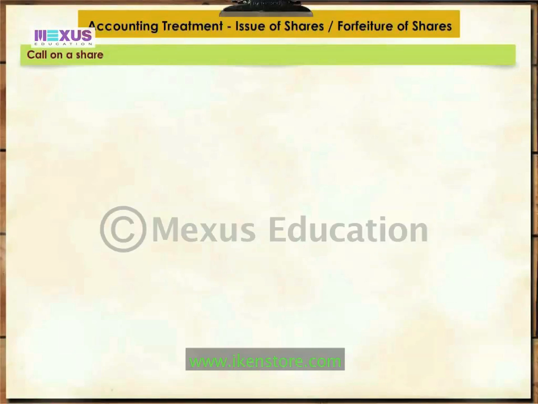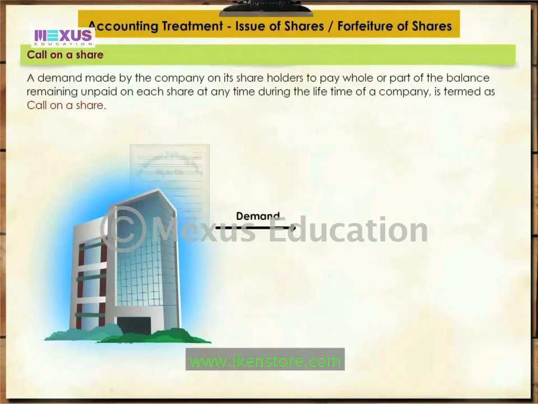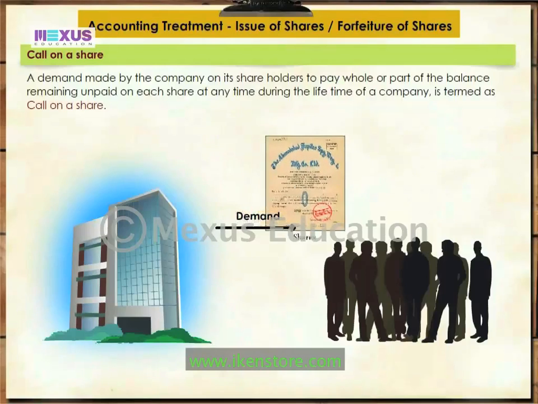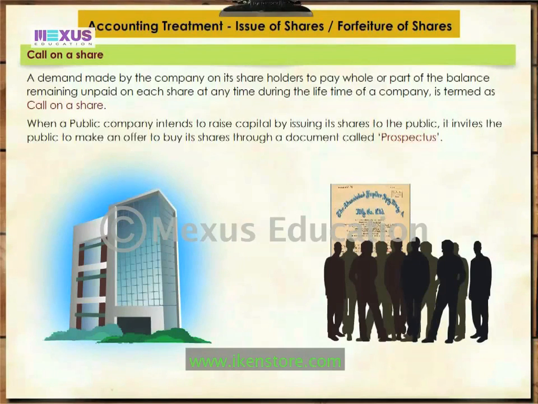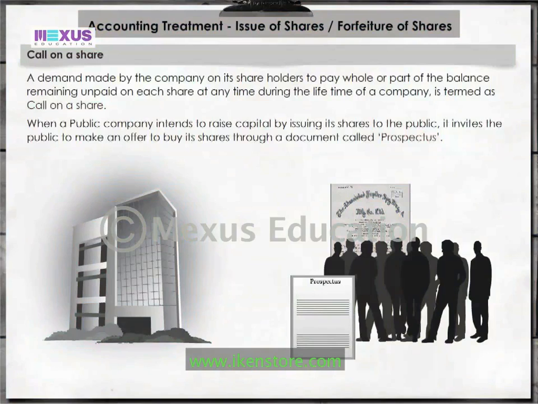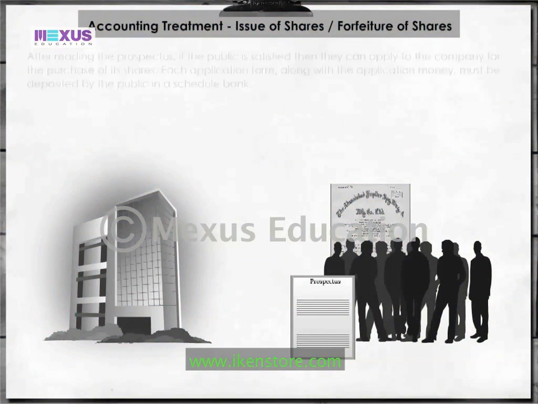Call on a share. A demand made by the company on its shareholders to pay whole or part of the balance remaining unpaid amount on each share at any time during the lifetime of a company is termed as call on a share. When a public company intends to raise capital by issuing its shares to the public, it invites the public to make an offer to buy its shares through a document called prospectus.